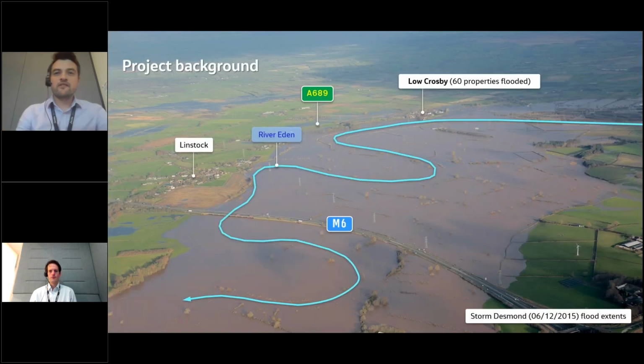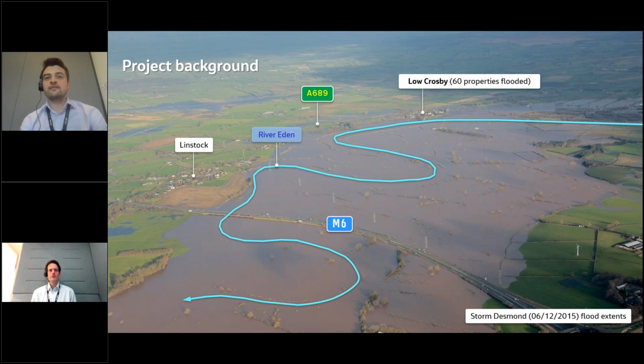So that's the overview. I'll now talk a bit about the background of the case study project that we're going to use. Our case study is a project called Low Crosby Flood Risk Management Scheme. Low Crosby is a village in North Cumbria. It's located to the east of Carlisle on the right bank of the River Eden.